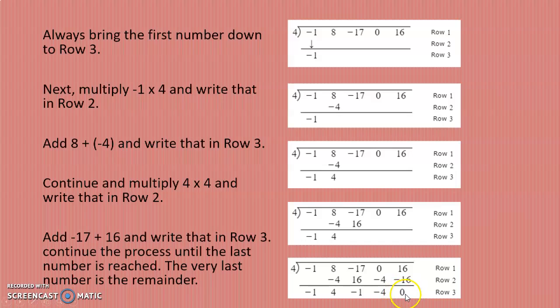The very last number is always going to be your remainder. It will not always be 0, but it will always be the remainder for the problem.